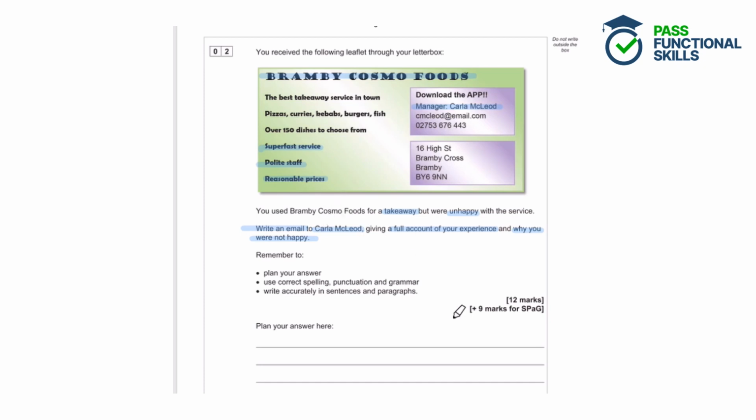Now, even though we're going to use quite a negative tone for this email because we are unhappy with the service, because we are writing to the manager of a company, we need to remain professional. And that means that we need to use formal, respectful language throughout the email. So now let's take a look at an example answer that gives a really, really effective response to this question.